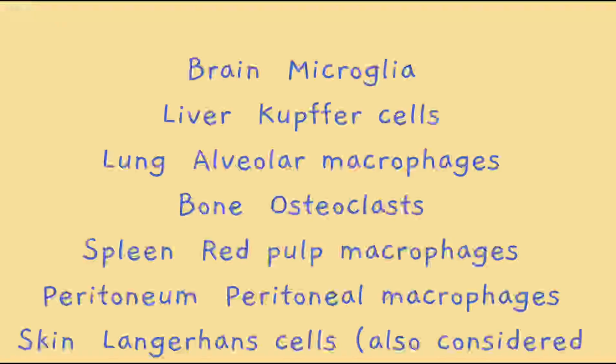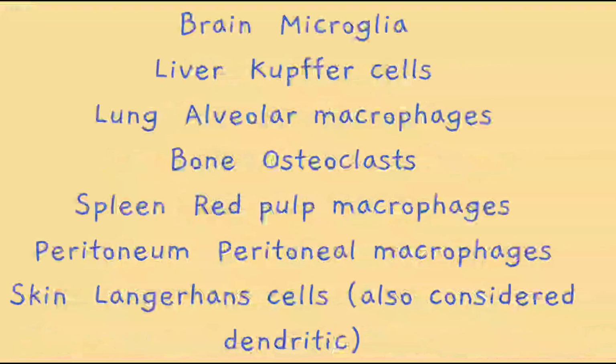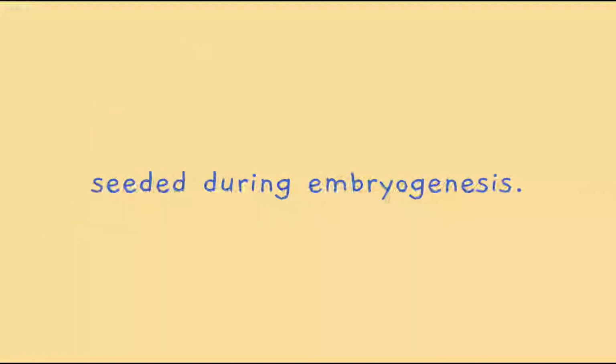And as we all know, it is tissue specific: in brain it is microglia, in liver it is Kupffer cells, in lungs it is alveolar macrophages, in bone it is osteoclasts, in spleen it is red pulp macrophages, in peritoneum it is peritoneal macrophages, and in skin it is Langerhans cells, also considered dendritic. These are self-renewing populations seeded during embryogenesis.